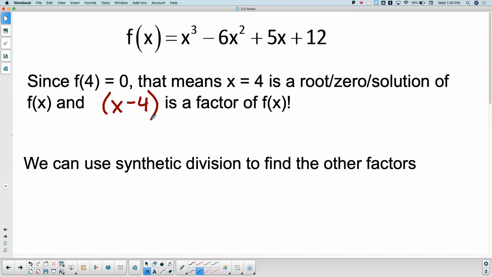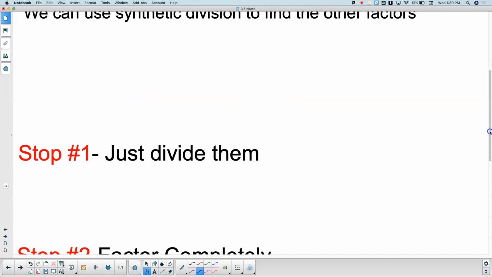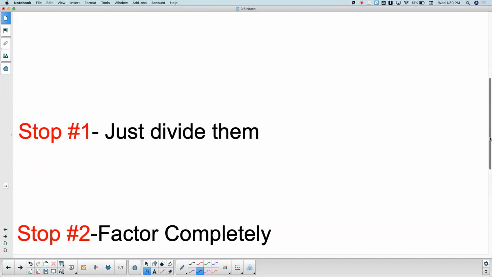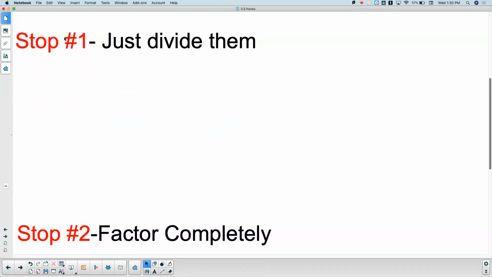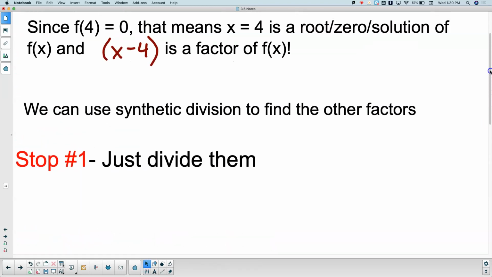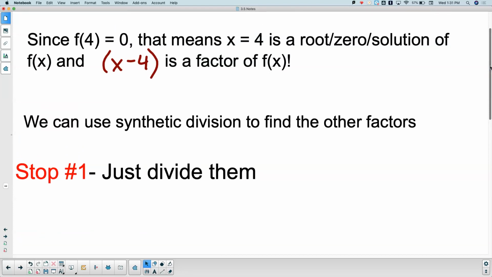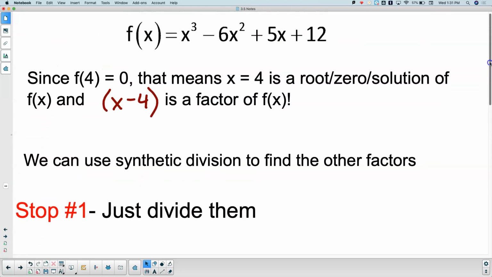Or it has a predetermined stop of like on the street corner somewhere. Well, we're going to have nothing but predetermined stops. First stop is going to be, we are going to just straight up divide out the numbers, or divide out the polynomials. So we can use synthetic division in order to do that.